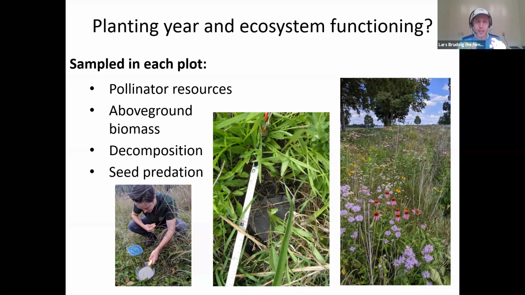And then they measured a trophic interaction, seed predation. That's what we see Aiden doing here in seed trays, where he deployed these trays with counted numbers of seeds and then came back a few weeks later to see how many were removed by granivores. We don't have all these results worked up yet, but I want to show you some of the results related to pollinator resources and above ground biomass.